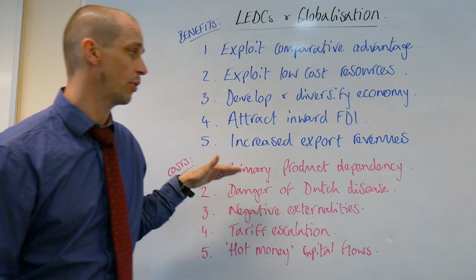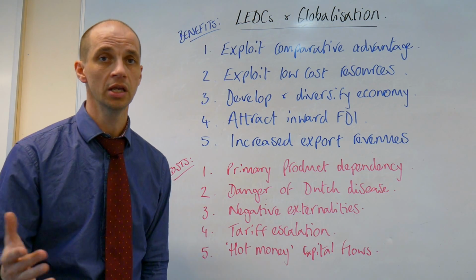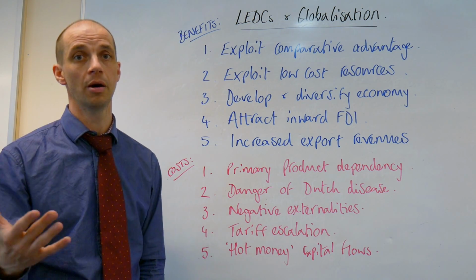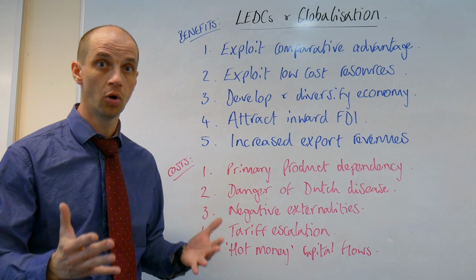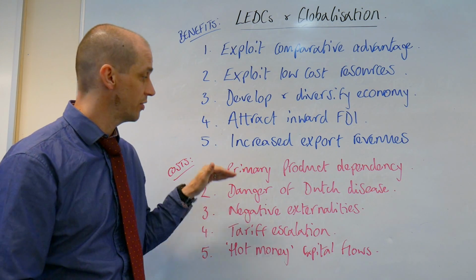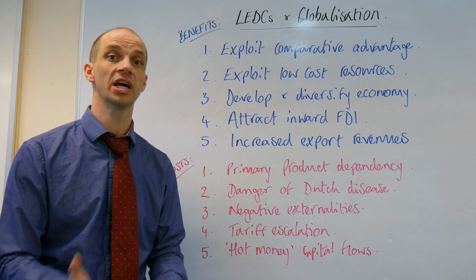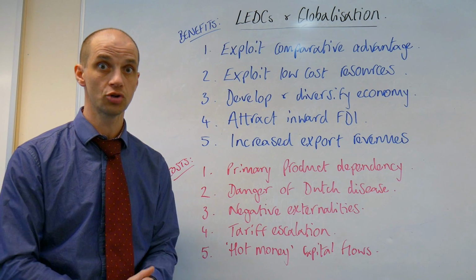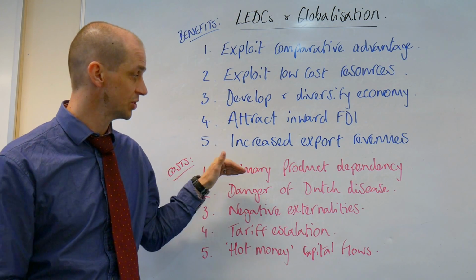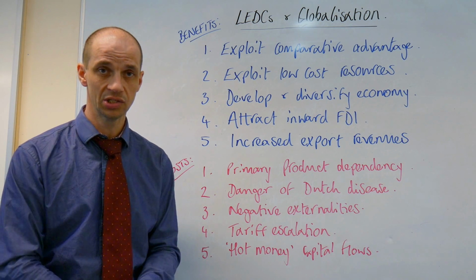Okay, downsides, however. Number one here is primary product dependency. Some economies can become overly dependent upon their primary products, and that can be a real issue. This, of course, leads to, as the Prebisch-Singer hypothesis tells us, declining terms of trade in the long run, because these primary products generally have very weak income elasticities of demand.